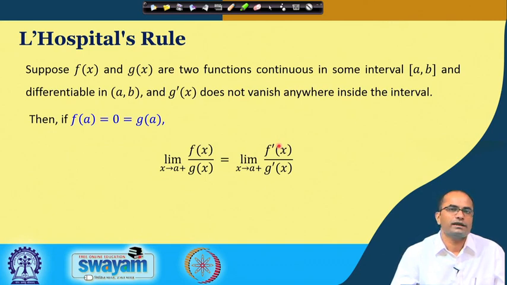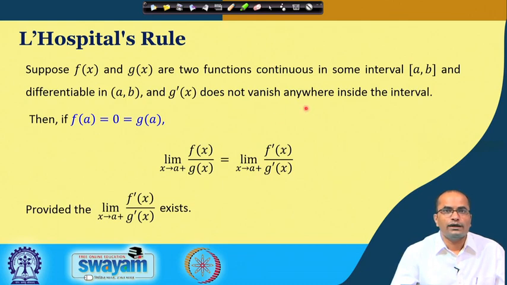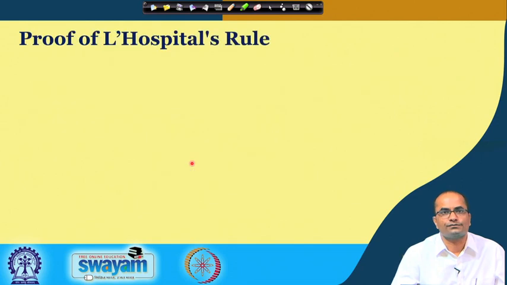So, it is another application of the derivatives, and naturally the limit of the derivatives must exist, otherwise this does not make sense. We will come to this point a little later, and we will see one example where this limit does not exist, but it does not mean that the limit of f x over g x does not exist. So, this is the rule: if the limit of the derivatives exists, then it will be equal to the limit of the ratio of the functions.